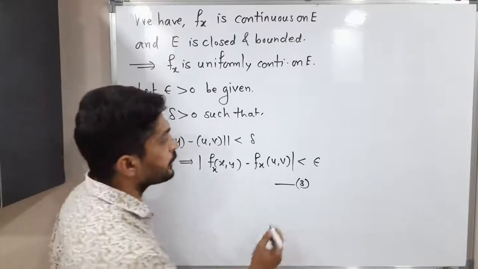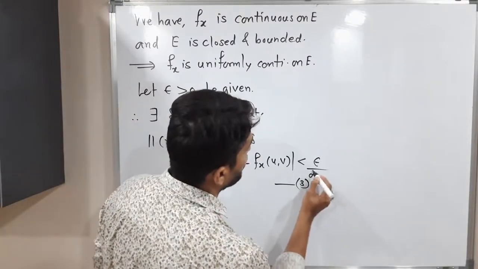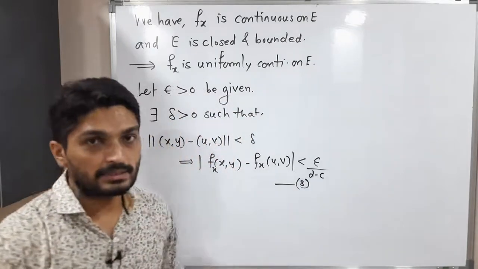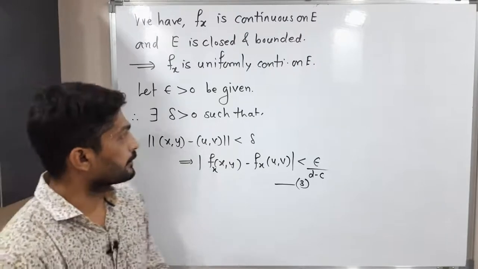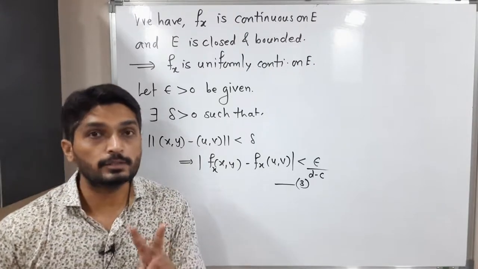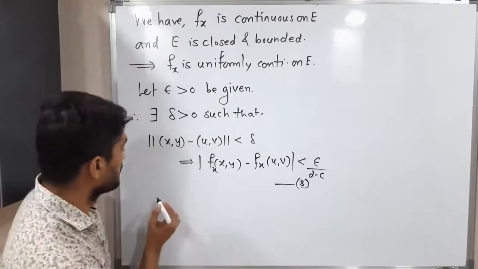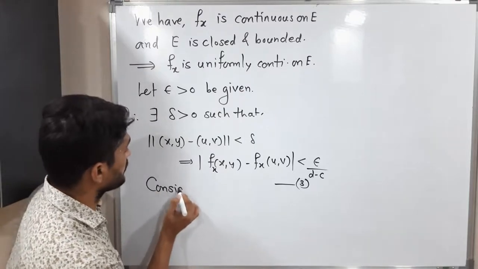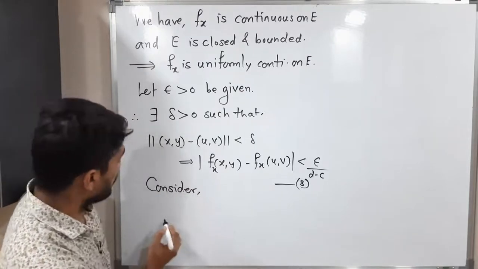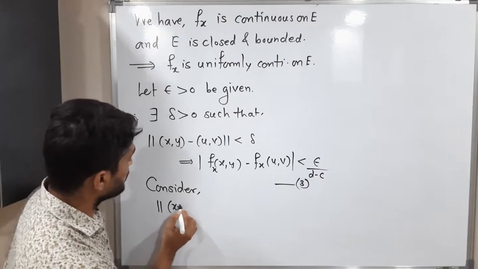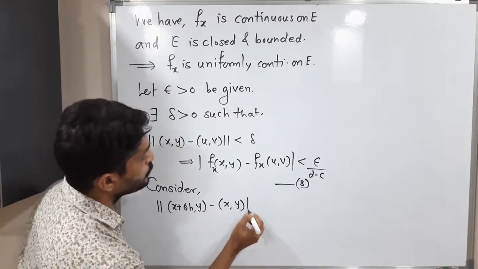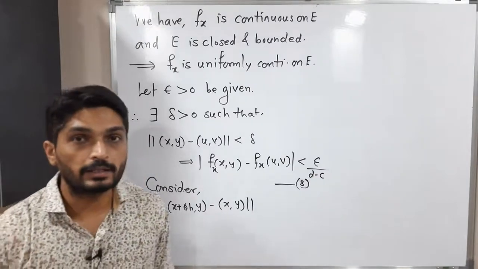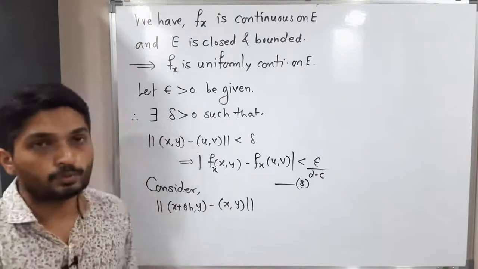One adjustment I'm going to do: instead of epsilon, I'm going to write epsilon by d minus c. It's simply an adjustment. After that, I'm going to find the distance between two points. Consider the points (x plus theta h, y) and (x, y). These are two points of R2 and we are going to find the distance between them.